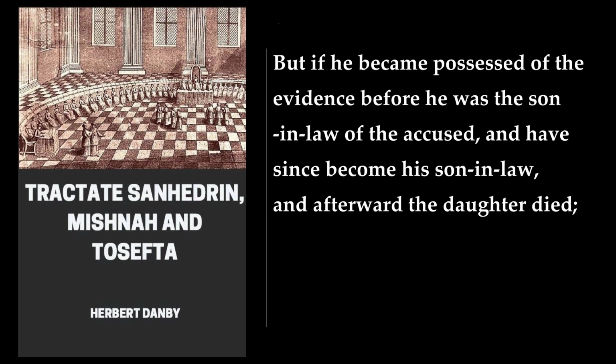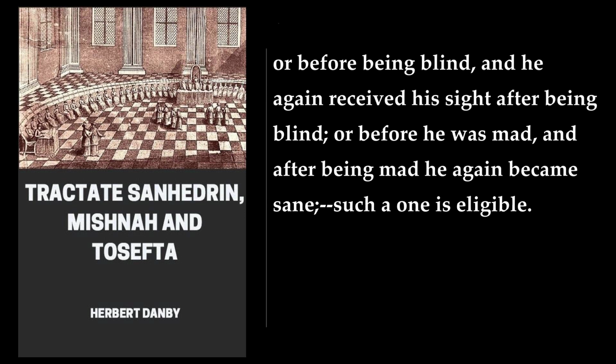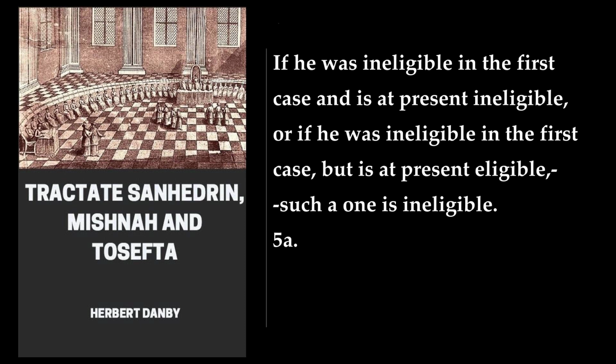But if he became possessed of the evidence before he was the son-in-law of the accused, and have since become his son-in-law, and afterward the daughter died, or before he traded in the sabbatic growth, and have since become a trader in the sabbatic growth, and afterward reformed, or while he was possessed of hearing, and have since become deaf, and afterward recovered, or before being blind, and he again received his sight after being blind, or before he was mad, and after being mad he again became sane, such a one is eligible. The general rule is that one who was eligible in the first case, and is at present eligible, is eligible. If he was ineligible in the first case and is at present ineligible, or if he was ineligible in the first case but is at present eligible, such a one is ineligible.